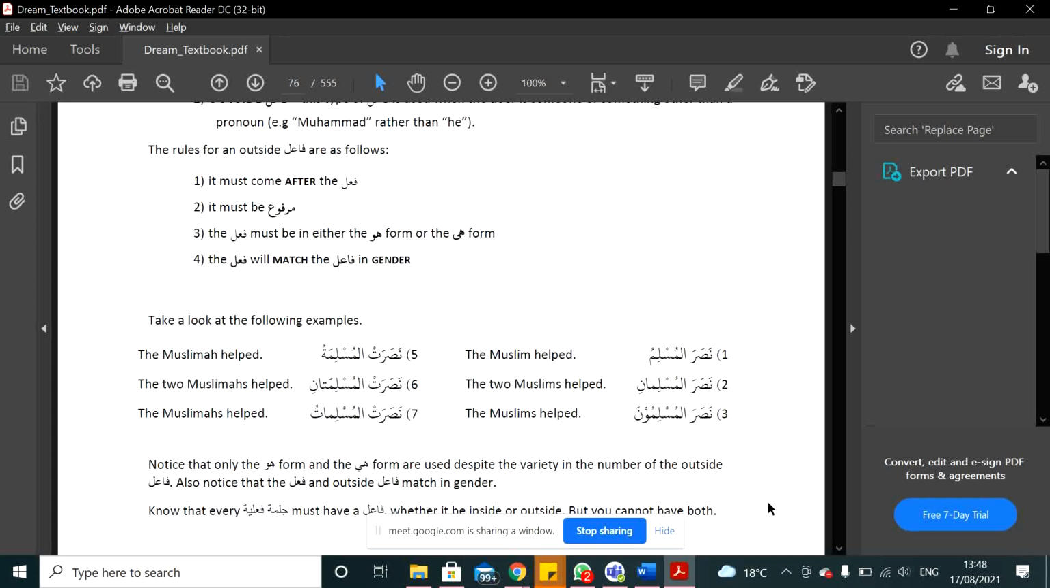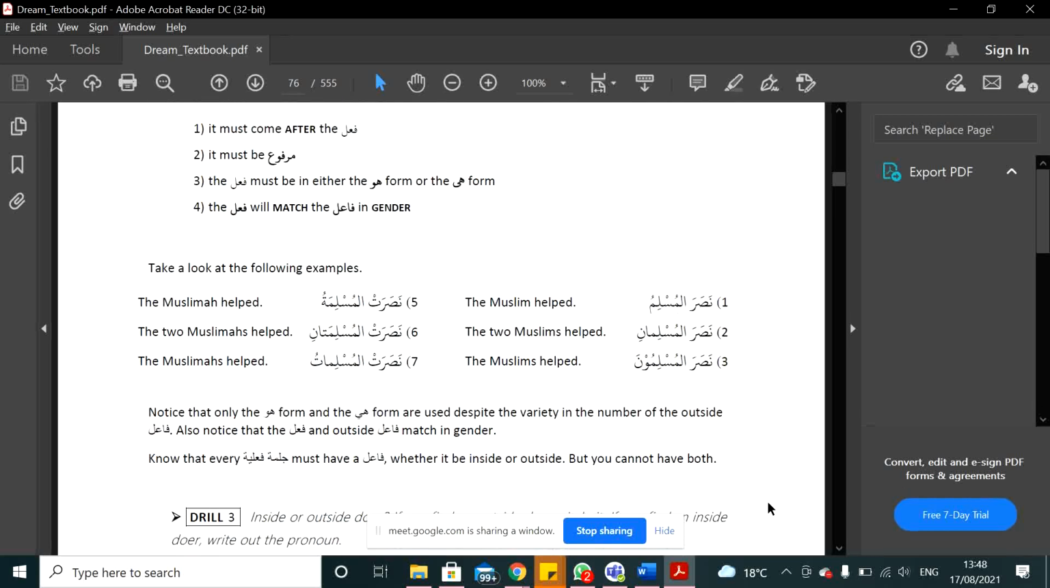So we need to think of four things. First, I have to see the fi'l, like nasarat. Second, I have to see if the ism is marfu, like muslimatu is marfu. Third, I have to think is it hua or hiya, like nasarat is hiya. Fourth, I have to see the gender, so nasarat is hiya and muslimatu is feminine as well. You cannot say nasarat al-muslimu. That will be wrong, because nasarat is feminine and muslimu is a masculine ism.